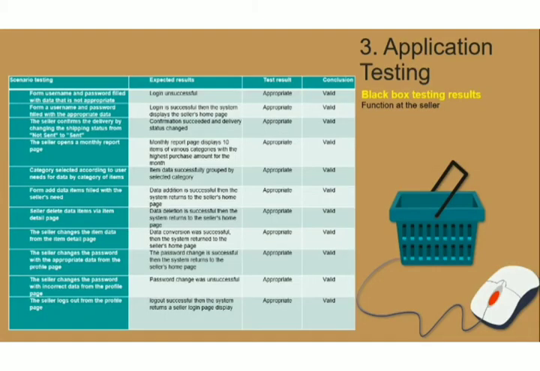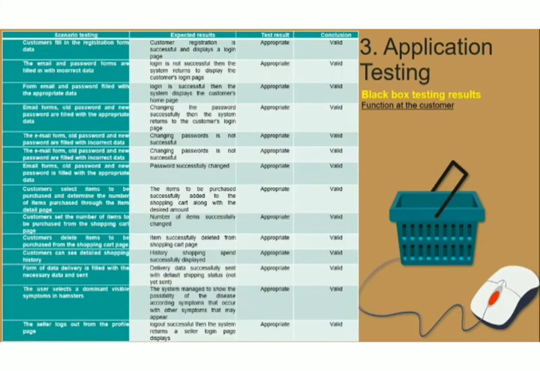Next, part 2, application testing. The first test that has been done is black box testing. Here is the black box testing result of application function at the seller side. There are 11 testing scenarios that have been tested, and all of the test results state that the application function worked appropriately. And then at the customer side, there are 14 testing scenarios that have been tested, and all of the test results state that the application function worked appropriately as well.